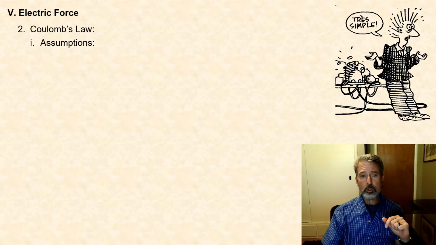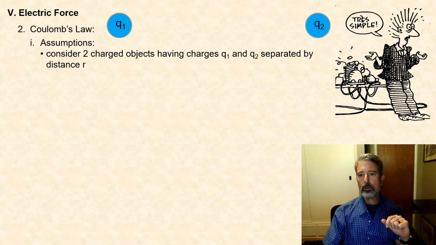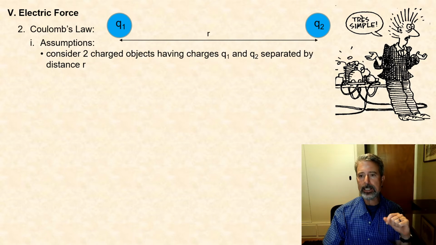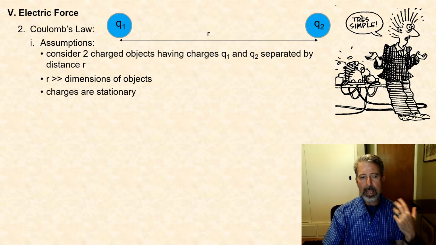We start out by assuming that we have two charged objects. These objects have a net charge Q1 and Q2. Here are our two charged objects, Q1 and Q2, separated by a distance R. We further assume that the separation distance R is much greater than the dimensions of the objects themselves. Typically, we consider these objects to be point particles. And we further assume that the charges are stationary when calculating this force.